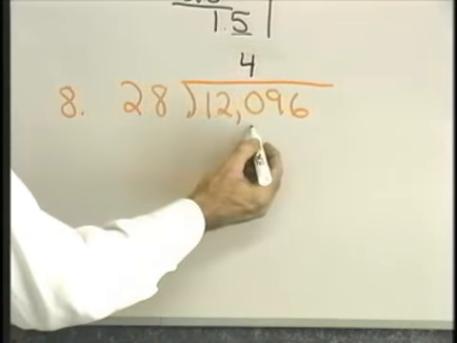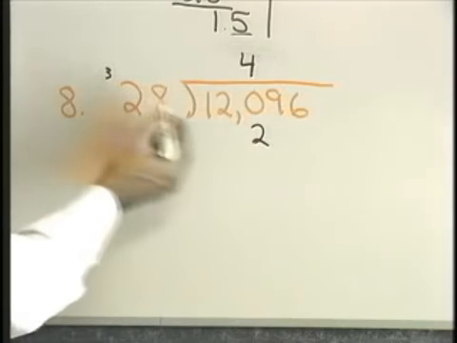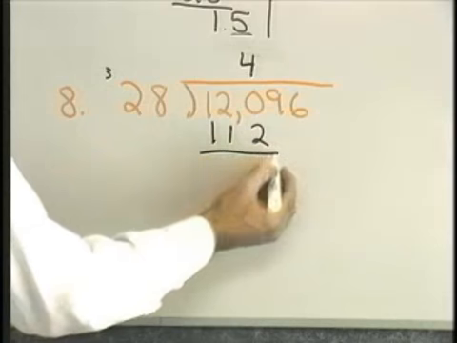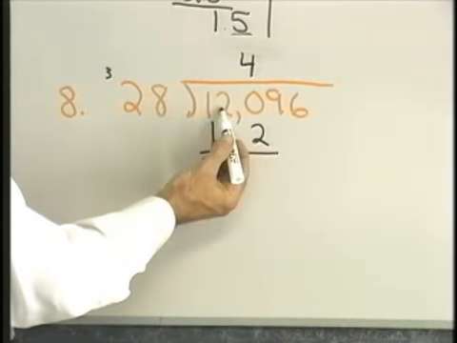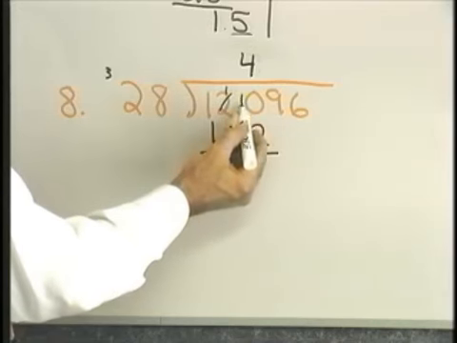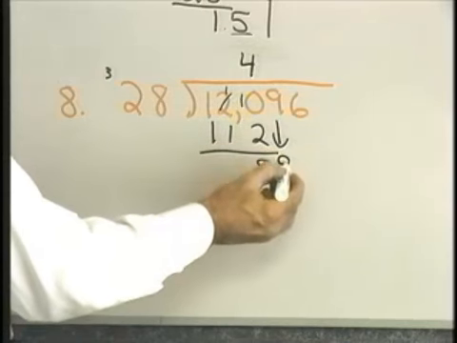4 times 8 is 32. Carry the 3. 4 times 2 is 8, 9, 10, 11. So I multiply, I get 112. Now I subtract. 0 subtract 2, I borrow a 1 from this. That gives me 10. 10 subtract 2 is 8. Bring down the next number, which is 9.